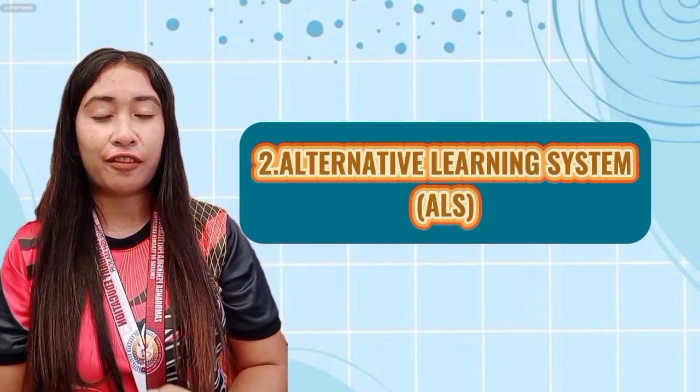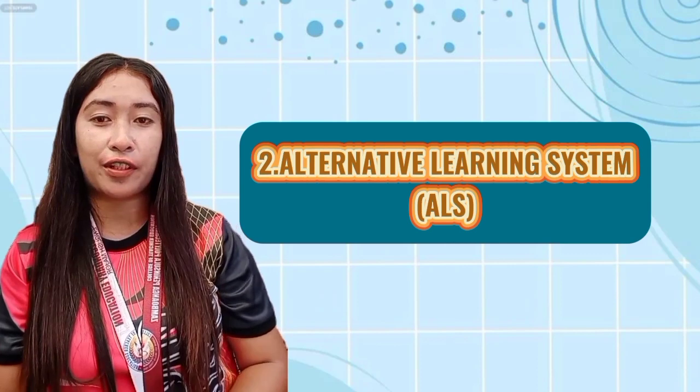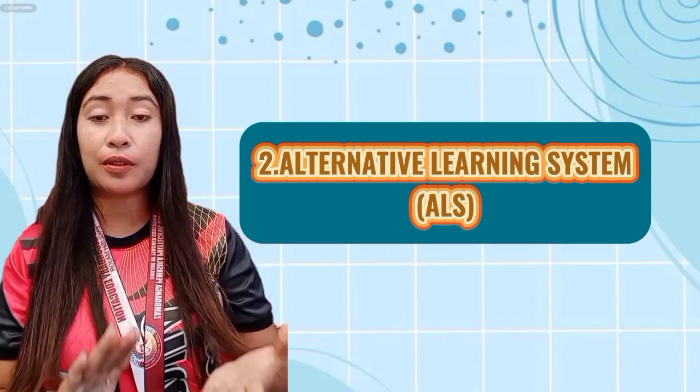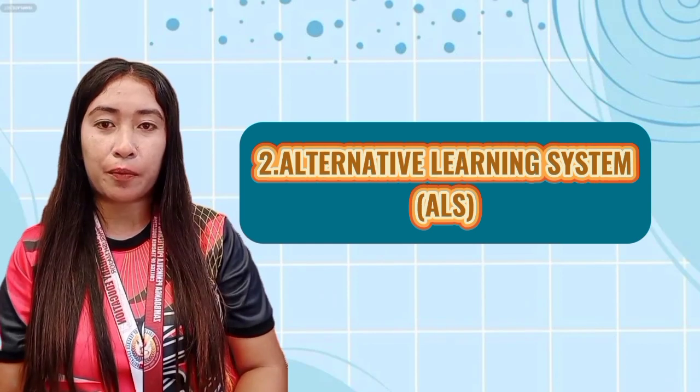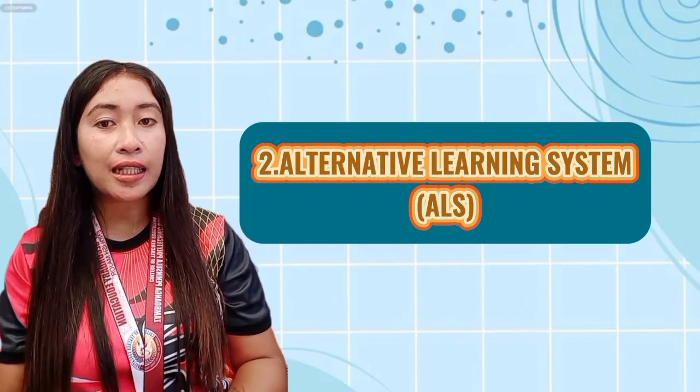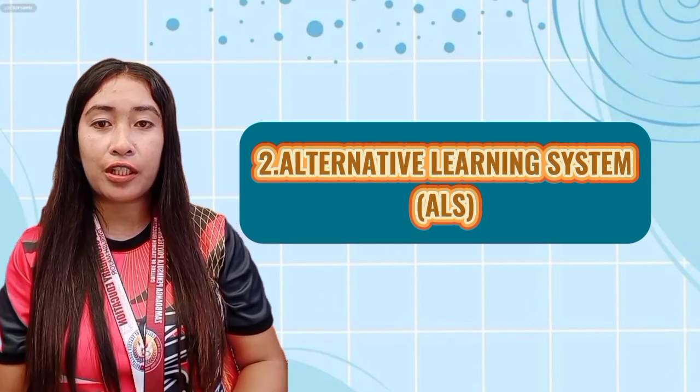Second is the alternative learning system or ALS. This is a different way of learning that is available for students who cannot attend regular formal classes. It is a flexible program that allows learning to happen anytime and anywhere, depending on the convenience of the learners. ALS is designed for adults who are working or disadvantaged and want to complete their primary and secondary education. It is a non-traditional method of learning that is established by law.